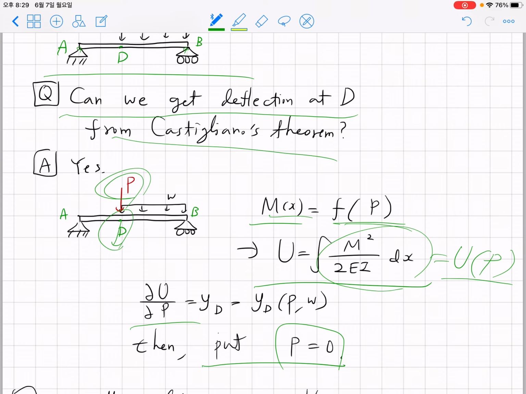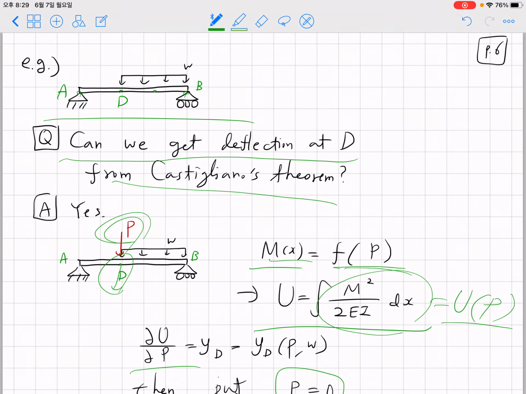Okay, so by doing so, if somebody asks you to obtain the deflection at point E, you can apply a fictitious force F at point E, and after solving the problem, you plug in F equals 0 to your solution, then you will be able to answer the original problem.